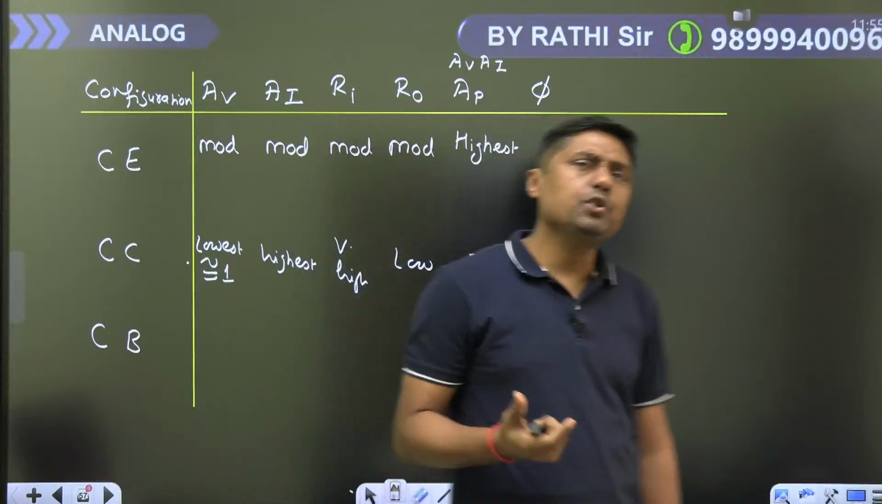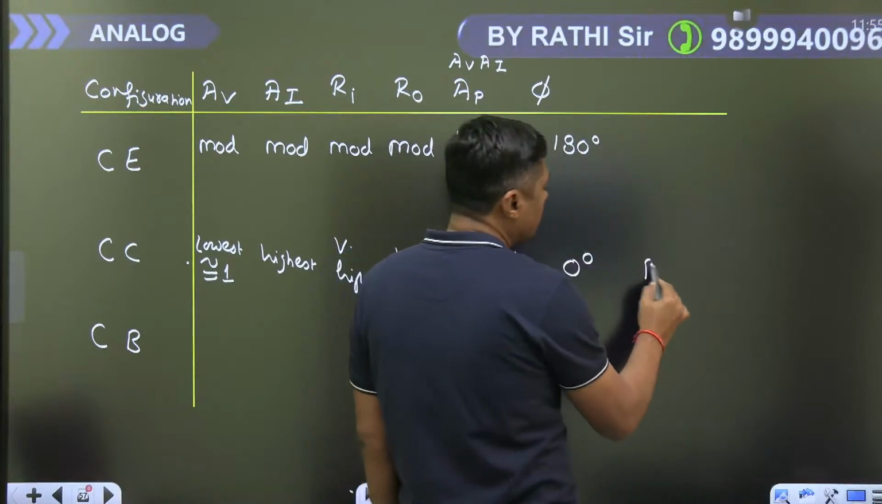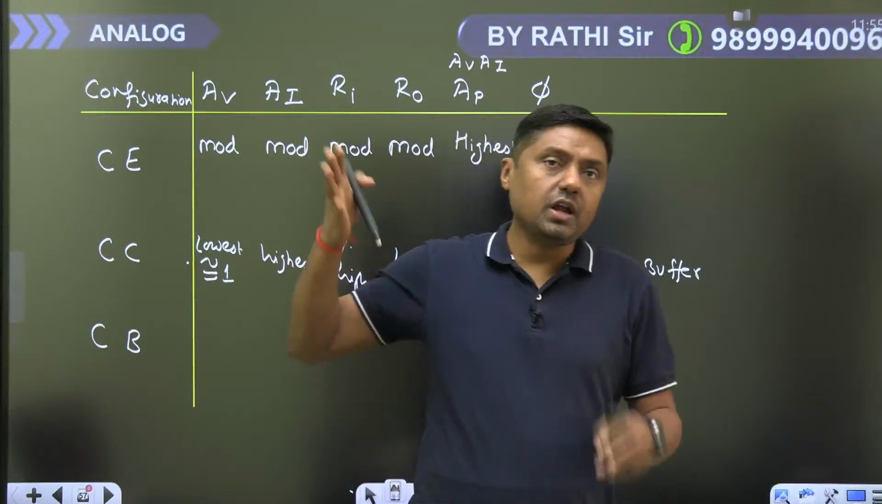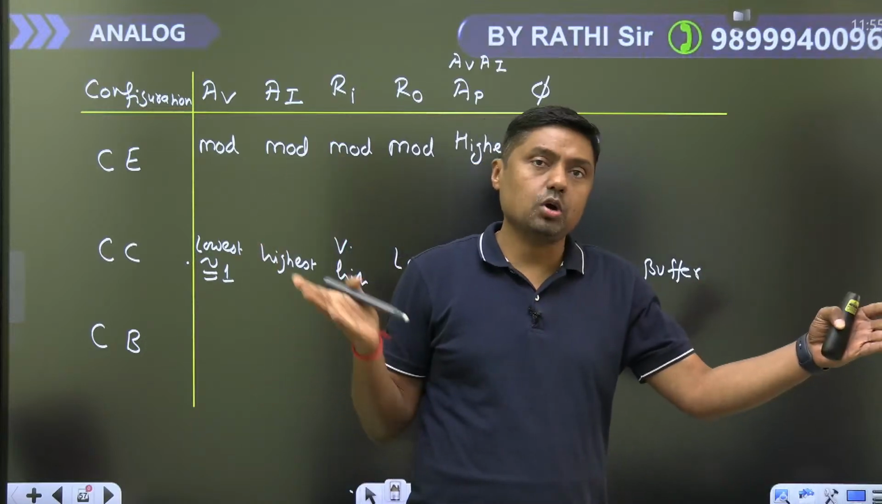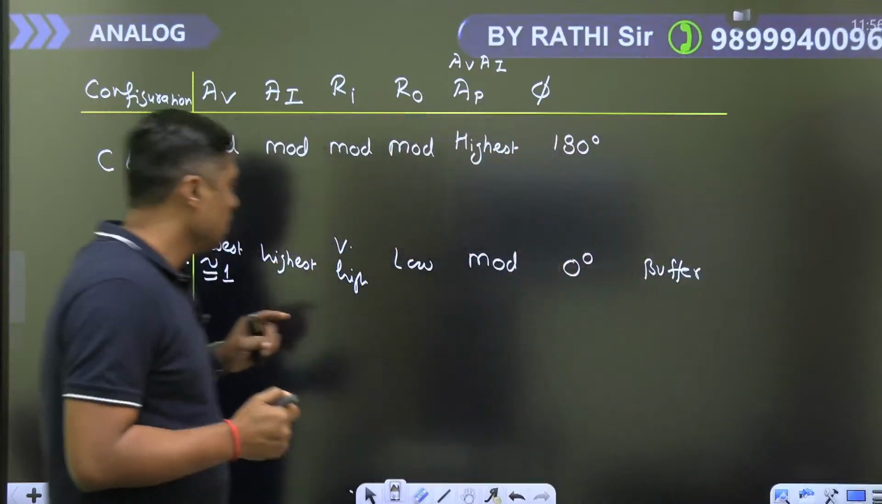So, is there any use? Yes, buffer. We are designing the buffer. Buffer means impedance matching device between high resistance and low resistance. Because its input resistance is very, very high, it is used as a buffer.